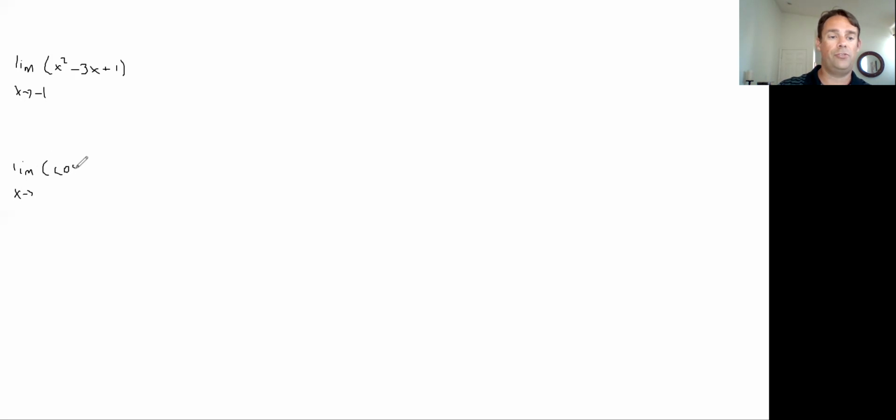So we have the limit of cosine of x times the square root of x plus 4, and we're approaching 0 on this one. And then the last one here is the limit as x approaches, let's go 5, of x squared plus 25 over 3x minus 5.